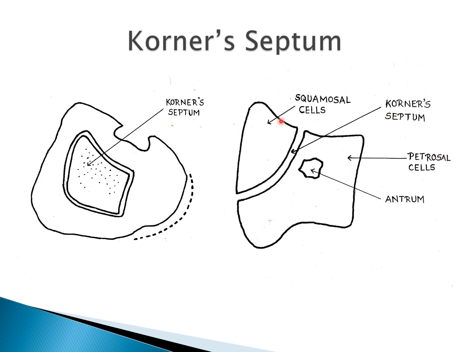The clinical importance is that when we start drilling from superficial and want to reach the antrum, but come across this Korner's septum, we think that we have opened the antrum, while actually the disease will still be present. So we will not be able to remove the disease unless we remove the Korner's septum. So this is the clinical importance of Korner's septum. It is a persistent bony plate between the squamous and the petrous part of the temporal bone. So basically we can say it's a developmental anomaly.